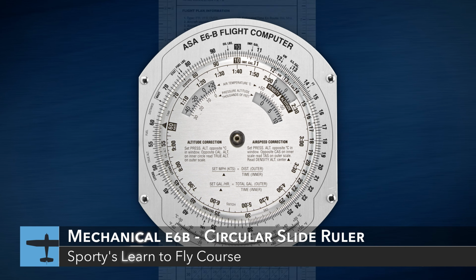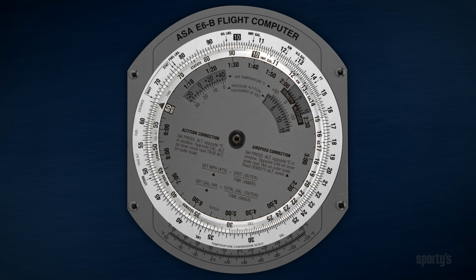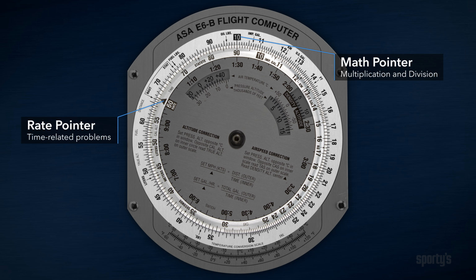Let's look at how to use the circular slide rule. You'll see a ring of numbers on the static outer scale, along with a separate set of numbers on the movable inner scale. There are also two important pointers to take note of: the black 10 on the outer scale and the black 60 rate pointer on the inner scale, which we'll be referring to frequently when working through sample calculations. As a general rule of thumb, the 10 pointer will be referenced when performing basic math problems, and the 60 rate pointer will be used when computing problems related to time, like miles per hour or gallons per hour.